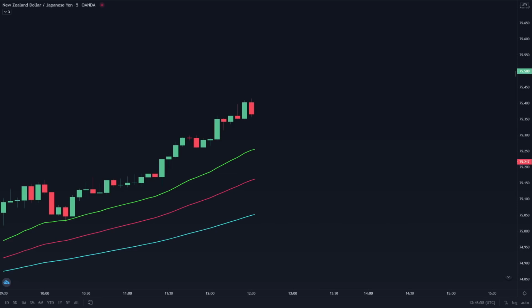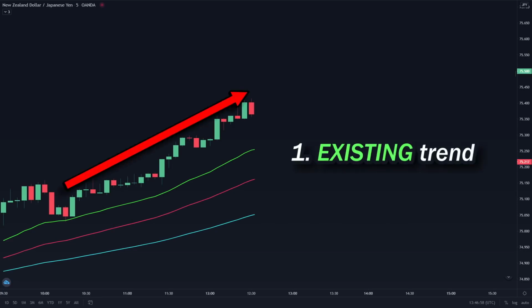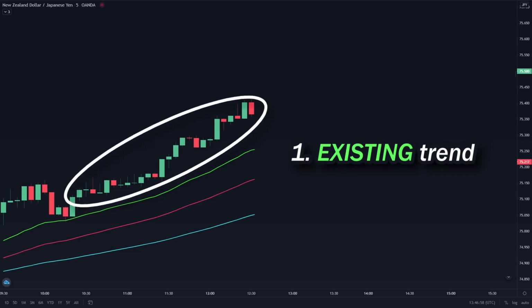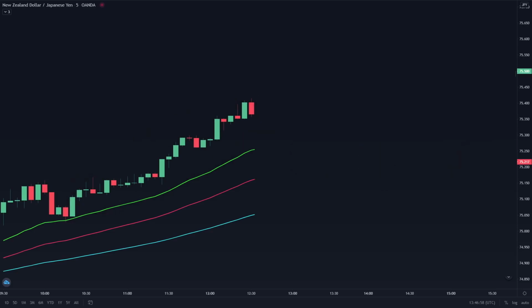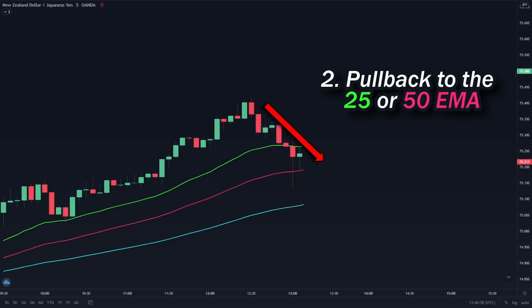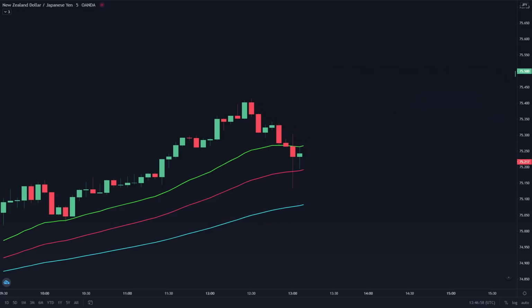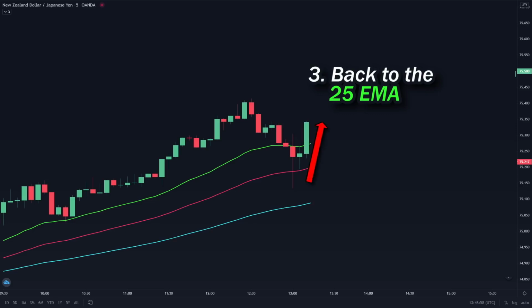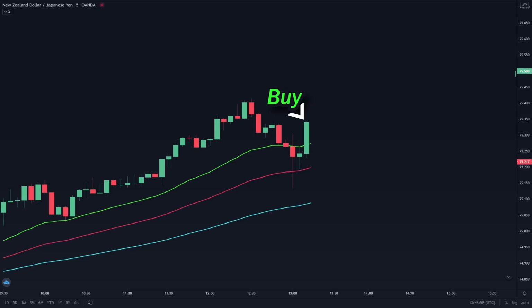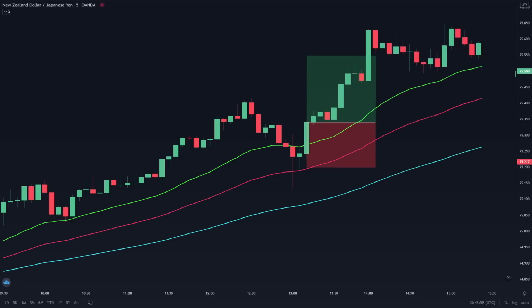In this chart, we can see that the market is currently on an uptrend, as shown by all the EMAs heading upwards while all the candles are above the EMAs. Next, we are waiting for a pullback towards the 25 or 50 EMA. But remember, it must not cross the 100 EMA. So once the pullback happens, the next step is to wait for the price to reverse back up to the 25 EMA. Once this happens, we take a buy position. Next, we set our profit target and stop loss here. As you can see, the price ended up hitting our profit target, so this counts as a successful trade.